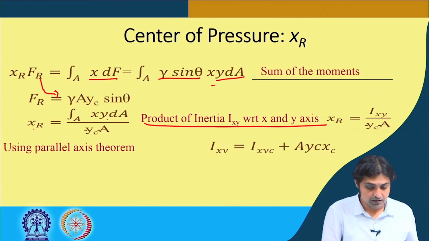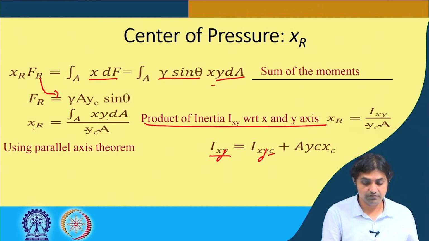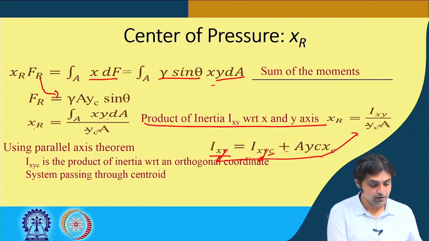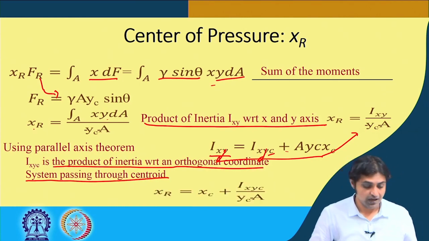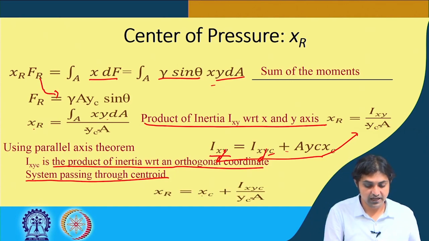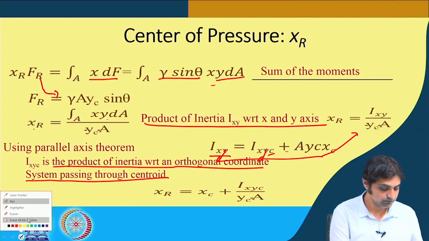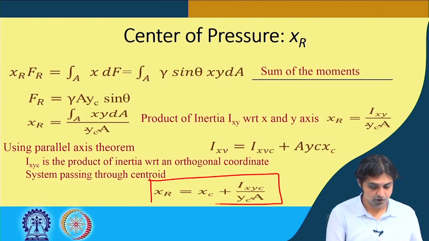So we can write, Ixy is equal to Ixyc plus A yc xc. If we put this in this equation, here Ixyc is the product of inertia with respect to an orthogonal coordinate system passing through the centroid, and therefore XR can be written as xc plus Ixyc divided by yc into A. So this is an important result here.